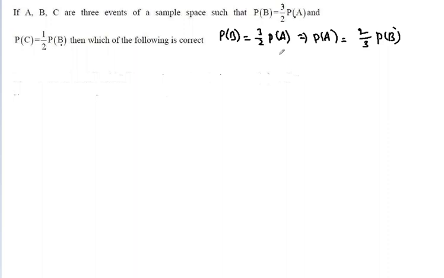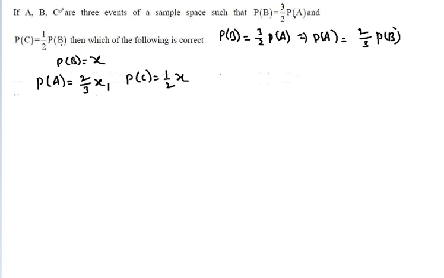So now we take probability of B as X. So probability of A is equal to 2 by 3 into probability of B, that is X, and probability of C is equal to 1 by 2 into probability of B, that is X by 2. Probability of C is equal to X by 2, and probability of A is equal to 2 by 3 X.